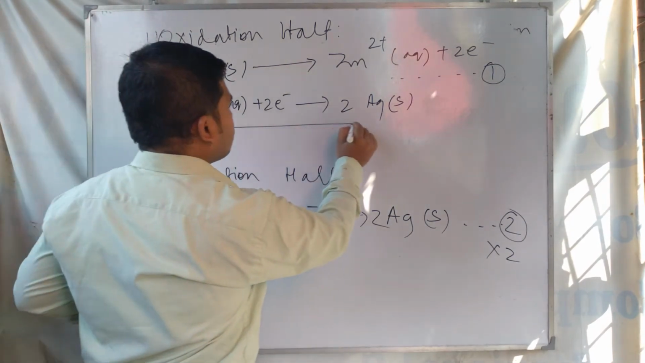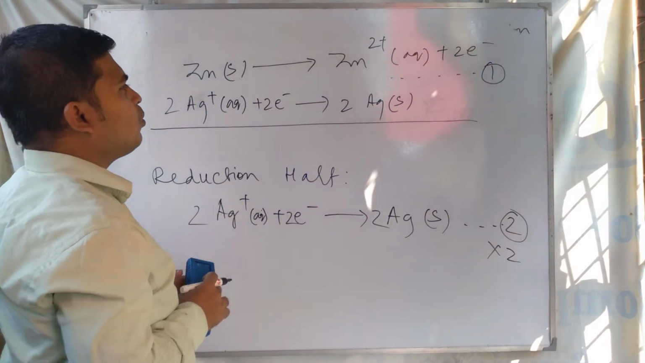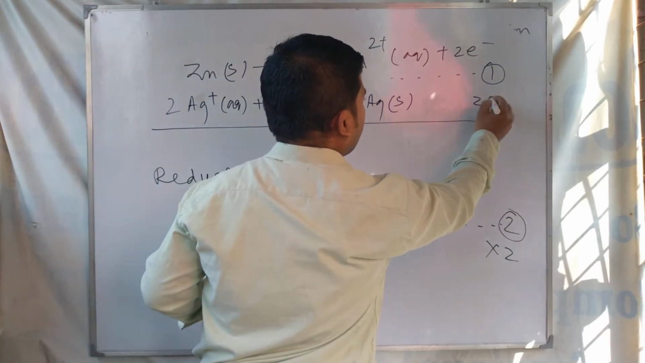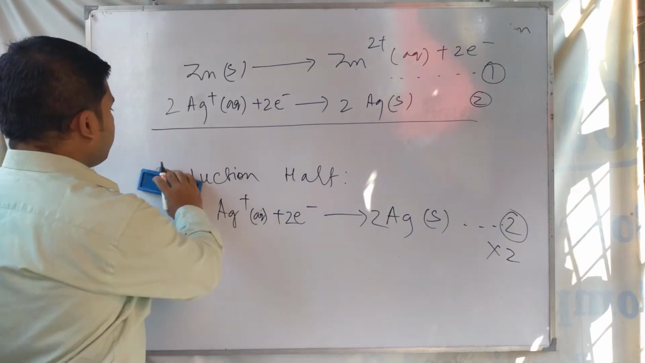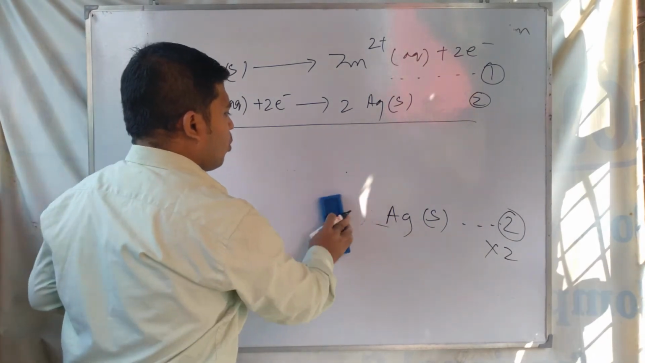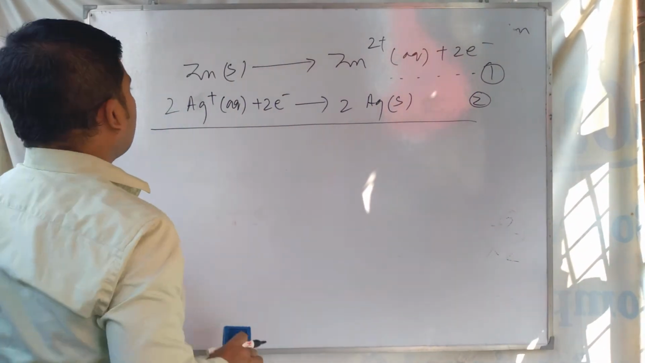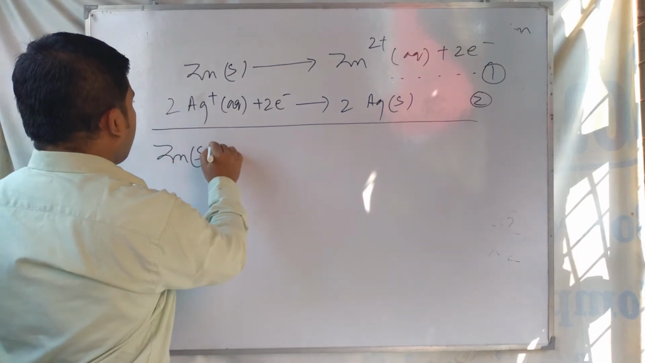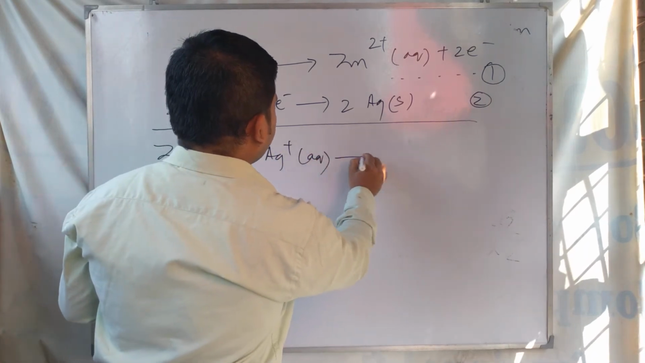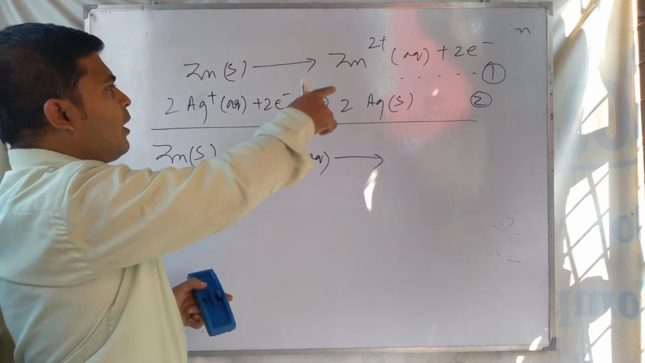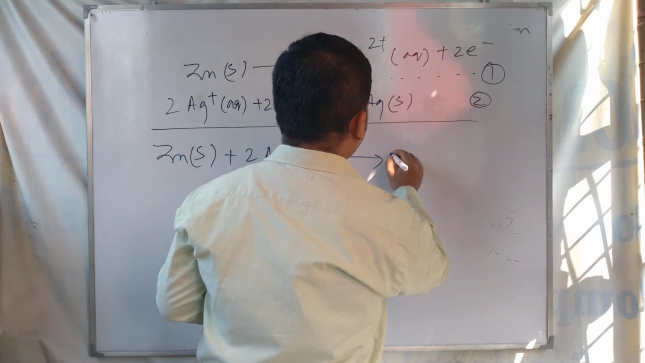And when we add these two half cell equations, equation number 1 and equation number 2, together, we get the overall or net cell reaction for this galvanic cell. So look at the result of this sum. This is zinc, and after that 2 Ag+ aqueous, and the 2 electrons on the left hand side and the 2 electrons on the right hand side cancel each other.